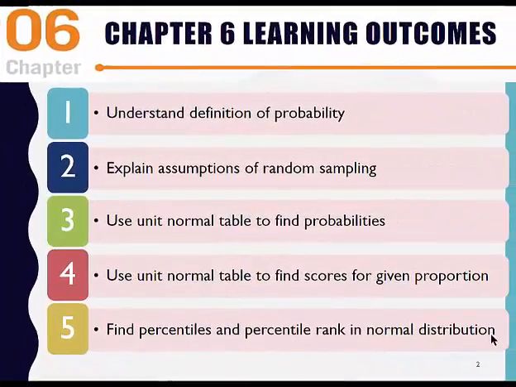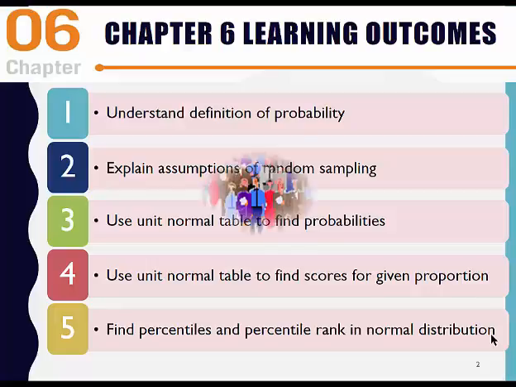After this chapter, you will understand the definition of probability. You will be able to explain the assumptions of random sampling. You will be able to use the unit normal table to find probabilities, use the normal table to find scores for given proportions, and also find percentiles and percentile rank in a normal distribution.